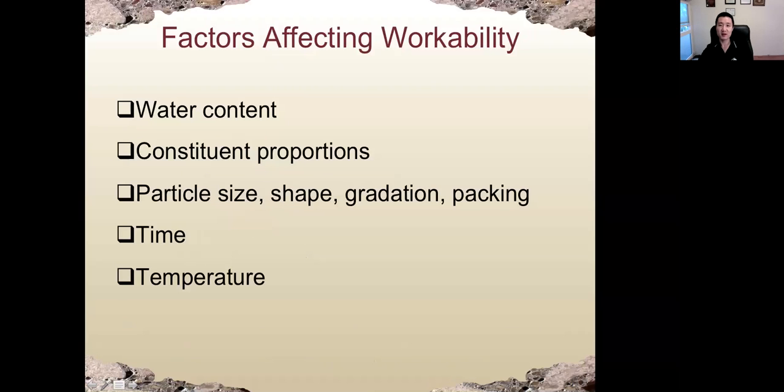There are many factors affecting workability of concrete. The most important one is how much water is in the system, or we say the water to cement ratio. Other factors such as the amount of cement, mineral admixtures, chemical admixtures, especially water reducing agents such as superplasticizer and air-entraining agents, all have an effect on concrete workability. For aggregate, the size, the shape, the volume, gradation, and even packing density can also affect concrete workability.